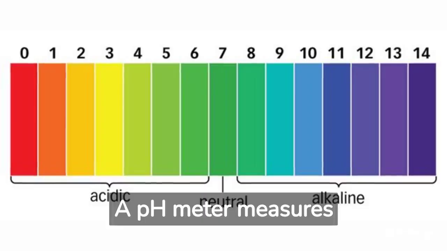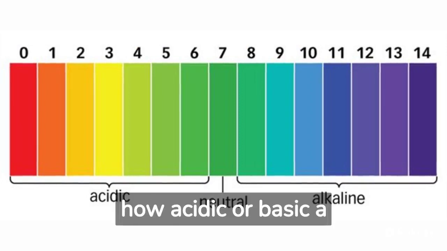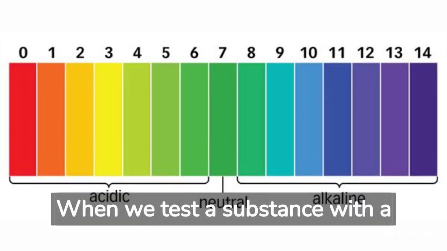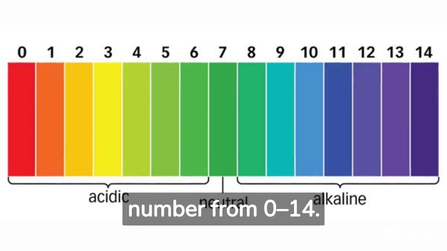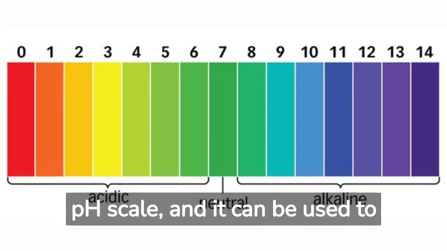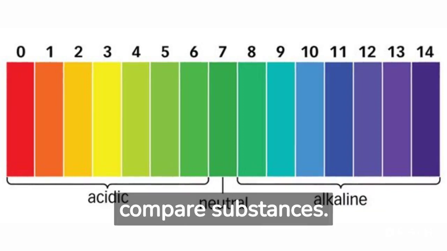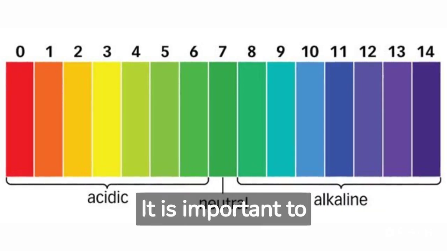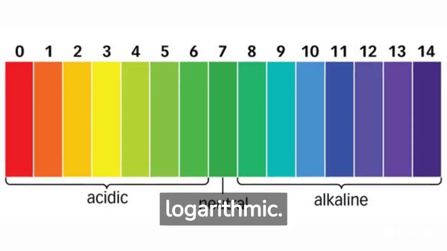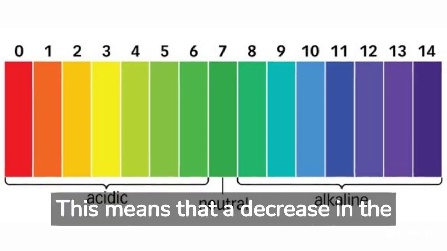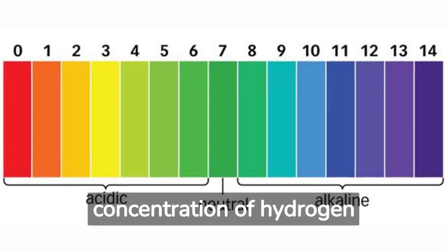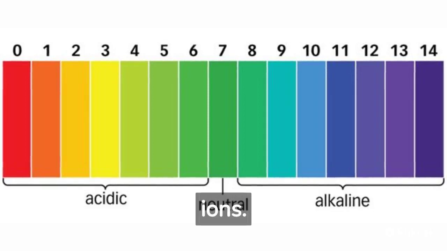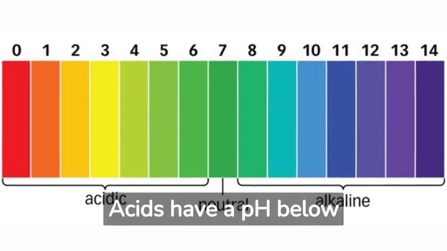A pH meter measures how acidic or basic a solution is. When we test a substance with a pH meter, we get a number from 0 to 14. This is a pH scale, and it can be used to compare substances. It is important to know that this scale is logarithmic. This means that a decrease in the pH scale of 1 can result in an increase of 10 times the concentration of hydrogen ions. Acids have a pH below 7.